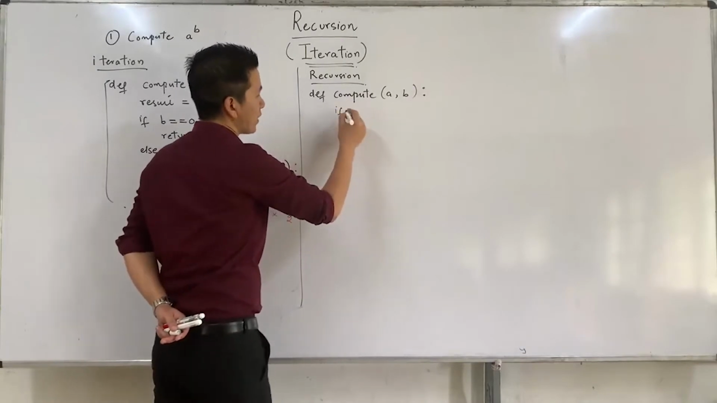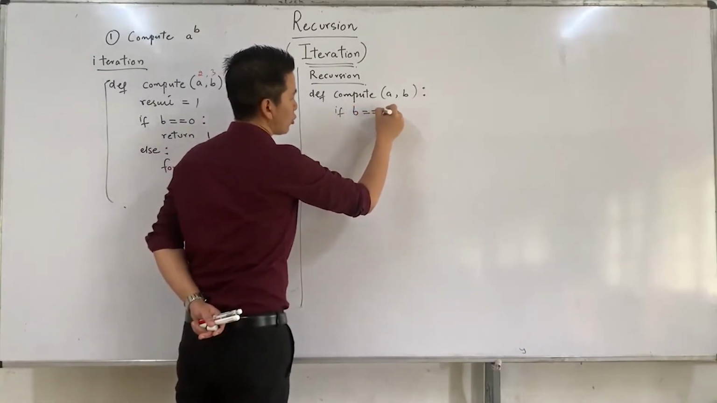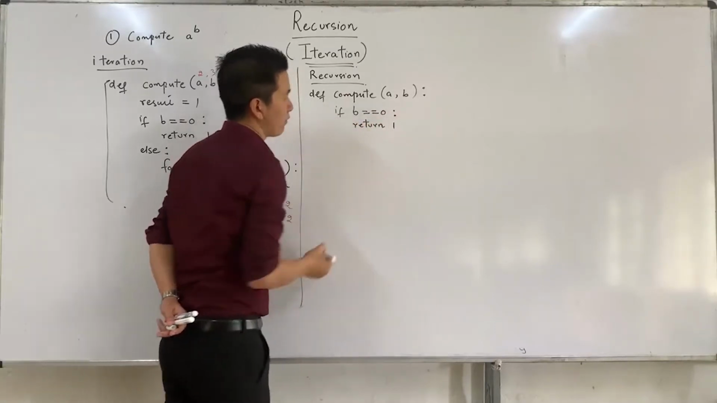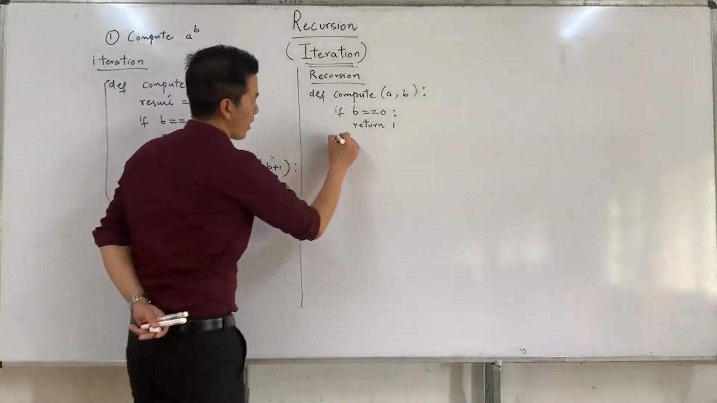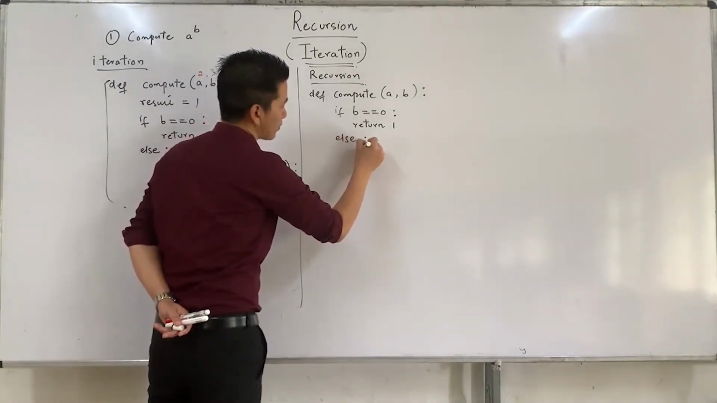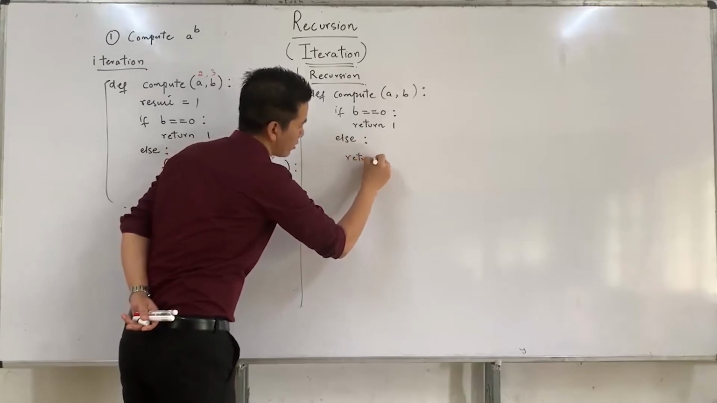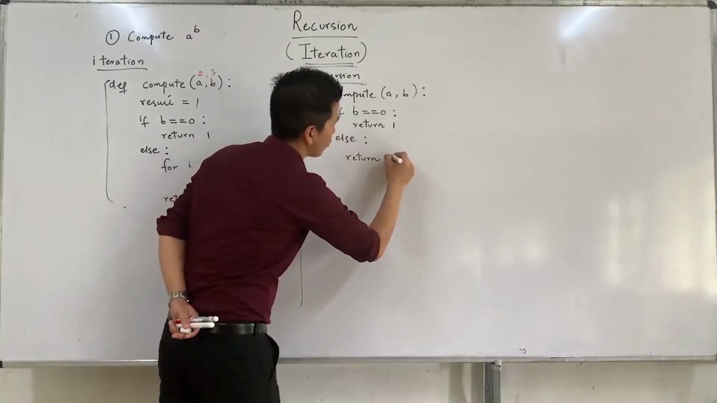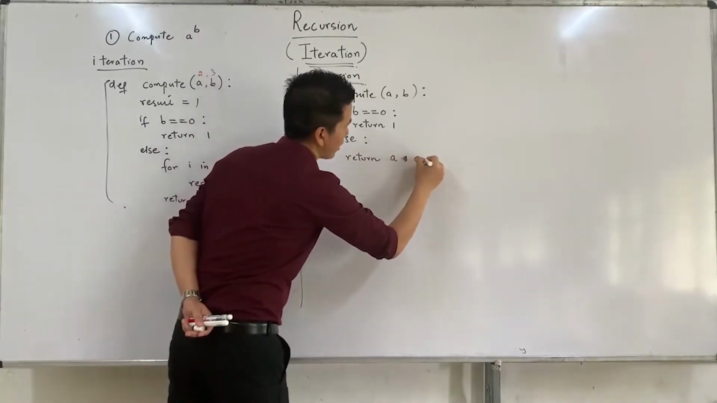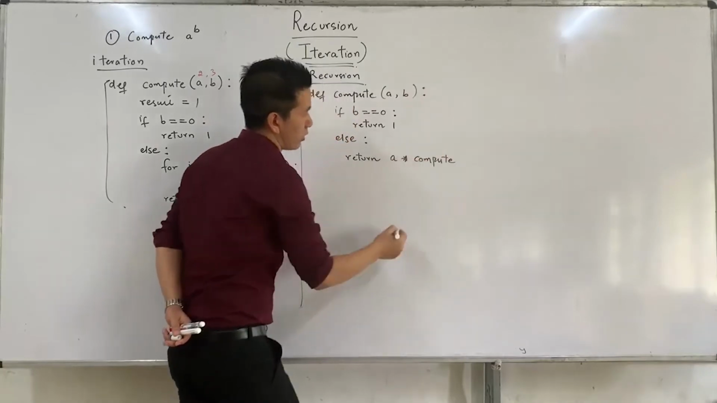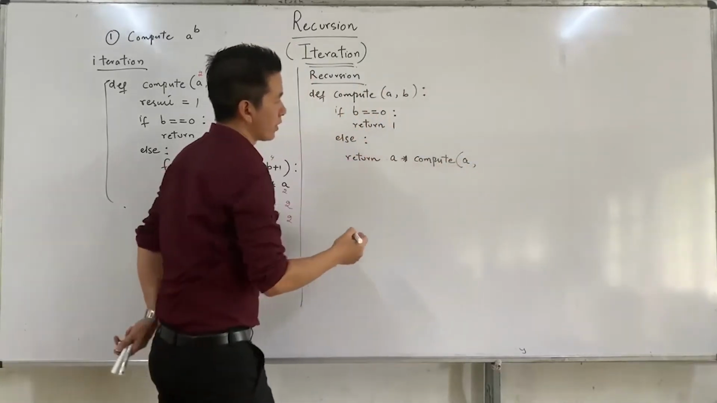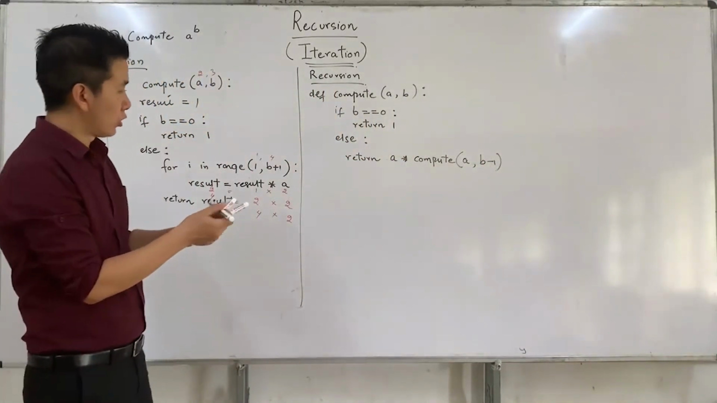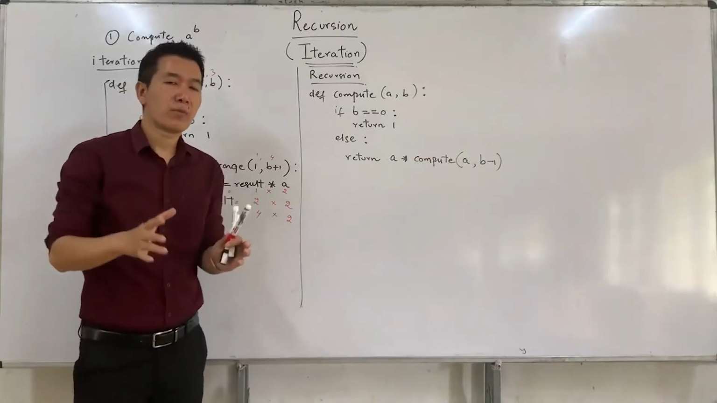So understandably, if the value of B is equal to 0, I'll have the return statement which will return the value of 1. Otherwise, I'll have else, and then you will have the return followed by A multiplied by compute of A, and then you will have B minus 1. That's it, I guess.